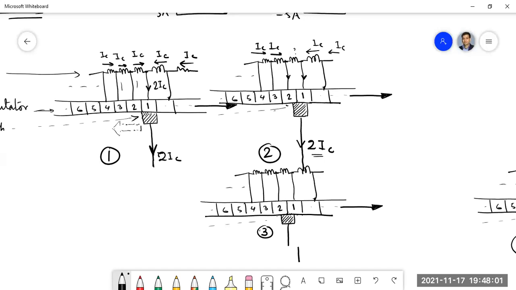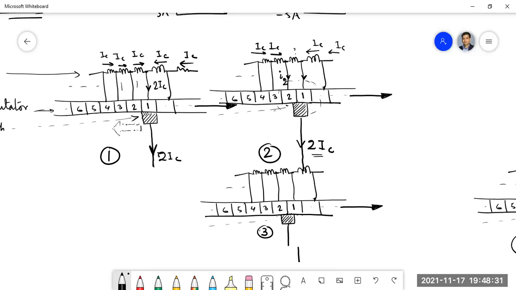The summation of the two currents going in these two branches is 2 IC as per the KCL. If you apply KCL over here, you will get that. These two branch currents will be added and they will give you 2 IC. Now suppose this current is I1, and as it is flowing through 2, we can assume this is I2.